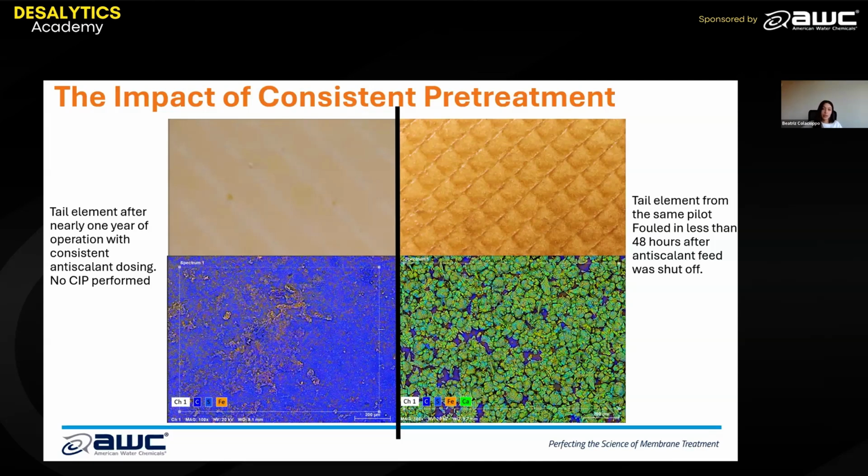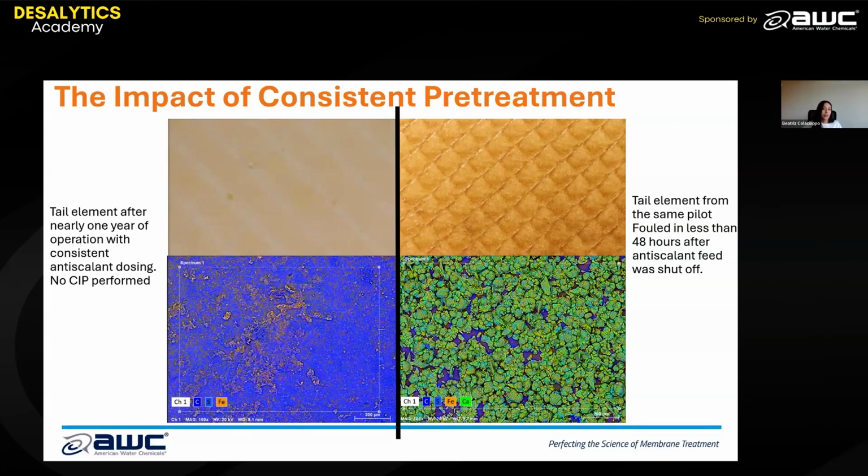After that membrane was spooled, the new tail was put in and they wanted to run a trial with no anti-scalant just to see how long the system would last before shutting down. In less than 48 hours, the system shut down. We pulled that element for another autopsy and you can see the big difference, right? In less than 48 hours, the membrane got completely covered in calcium carbonate and iron.